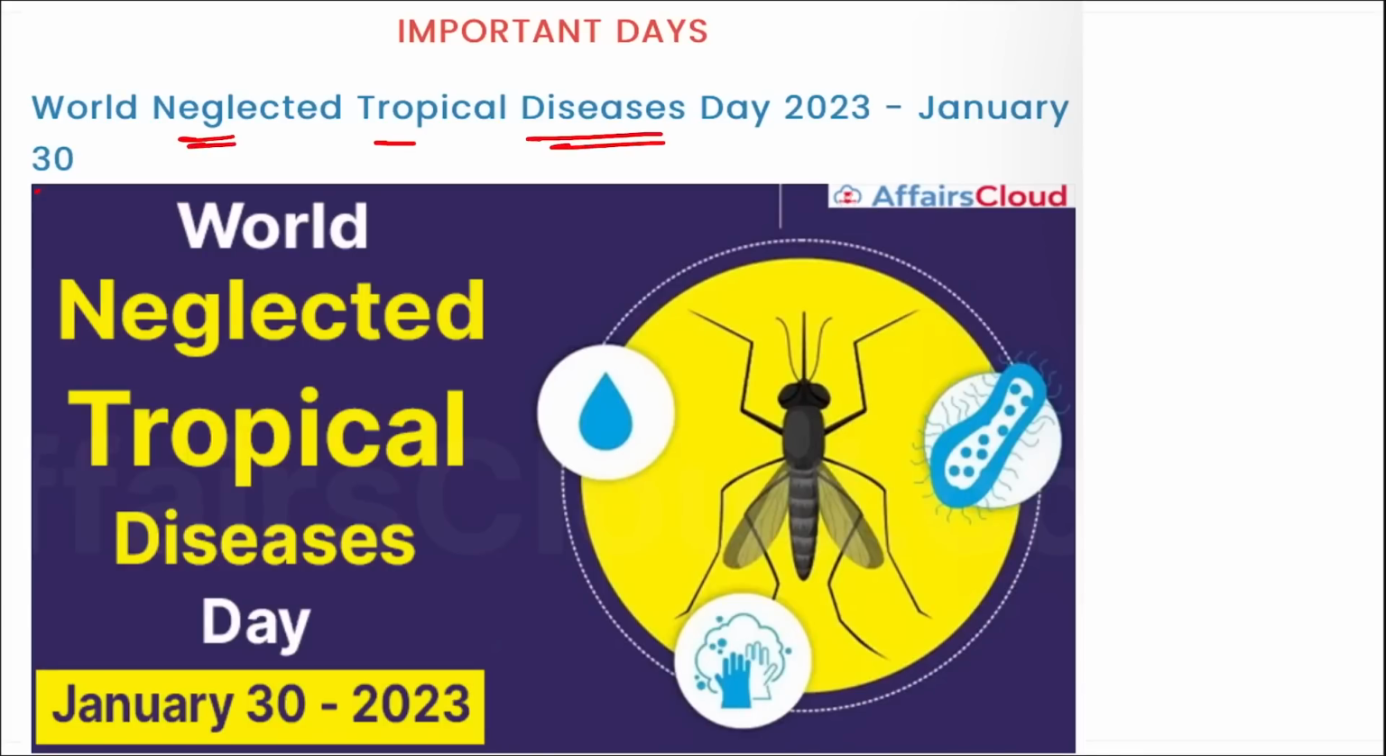Next, World Neglected Tropical Disease Day. It is observed on 30th of January. World Neglected Tropical Disease Day. What are zoonotic diseases? Zoonotic diseases are those diseases that are transferred from animals to humans.